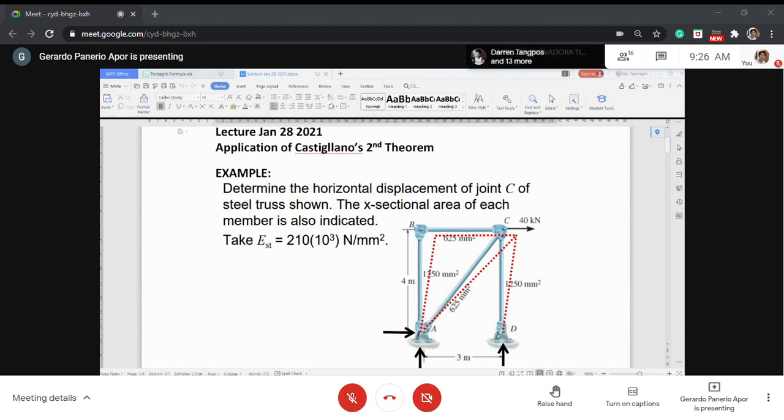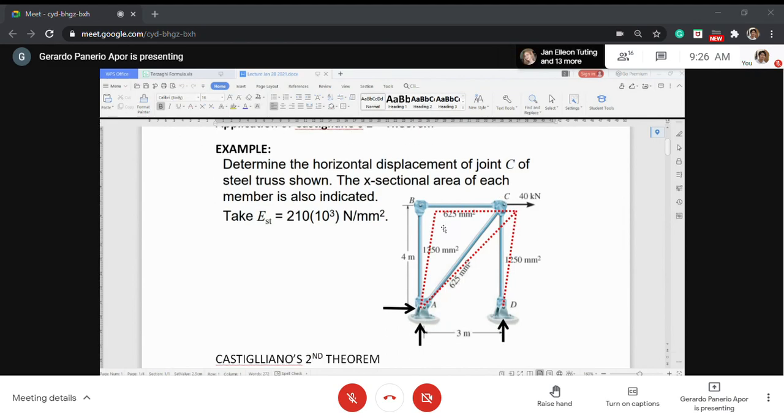Except for joints E and D, those joints do not move. Why? Because they are pins. But for B and C, those joints move, because of the load. Okay. Now we are going to compute the displacement at C.